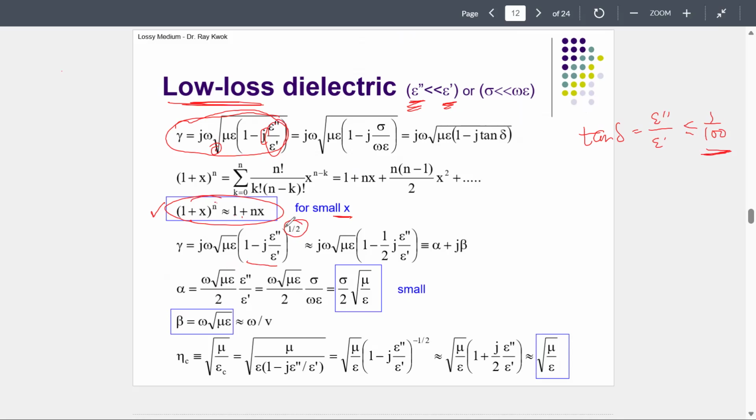Now I have this form, 1 plus x to the n, where x is small. So I just rewrite it as 1 plus nx, which is 1 minus 1/2 times this, right? Just using this formula. A very powerful formula, very simple binomial expansion. And this gamma is equal to alpha plus j beta. That means if I match the real part to the real part and the imaginary part to the imaginary part, I know what alpha and beta are, and that's what I need to write the electromagnetic field.